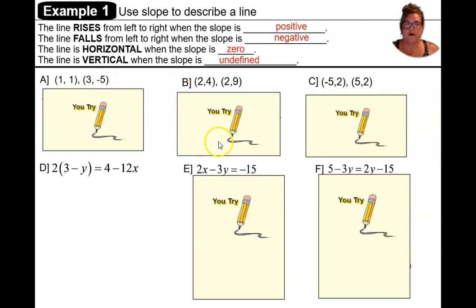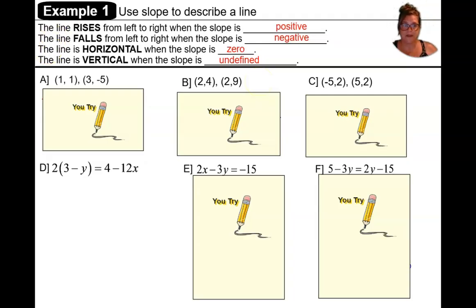So you're going to pause the video and calculate the slope for A, B, and C. And then when you've calculated the slope, if it is a positive slope, indicate that the line is rising. If it's a negative slope, indicate that the line is falling from left to right. If the slope is 0, then your line is horizontal. And if your slope is undefined, which happens when you're dividing by 0, then your line is vertical. And you can resume the video once you've calculated your slopes for A, B, and C and check to see how you did.